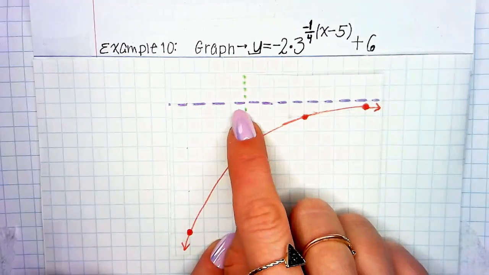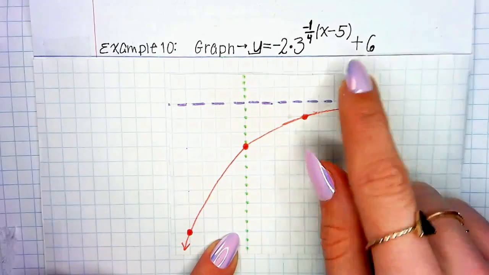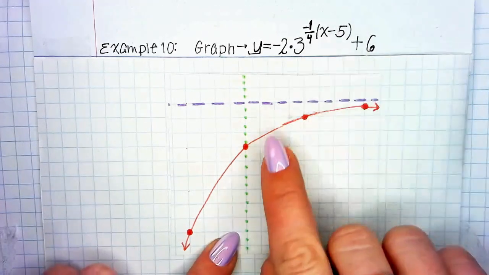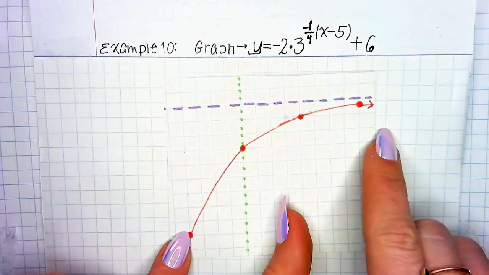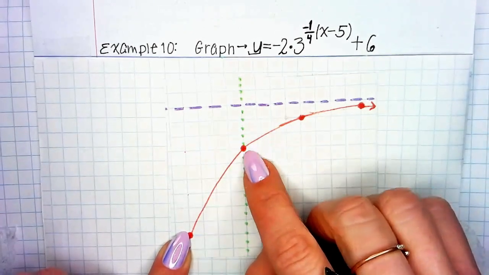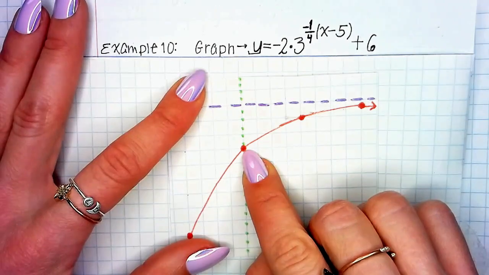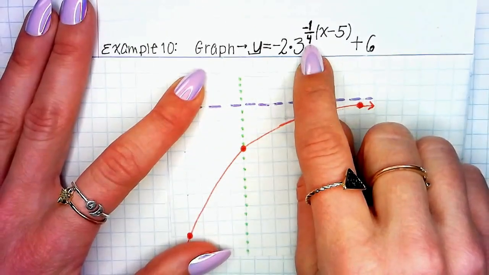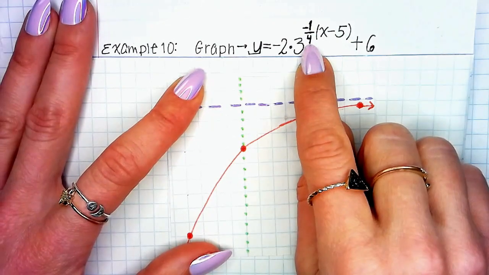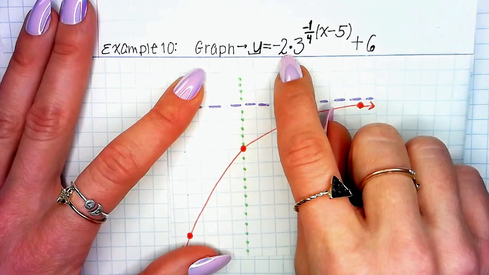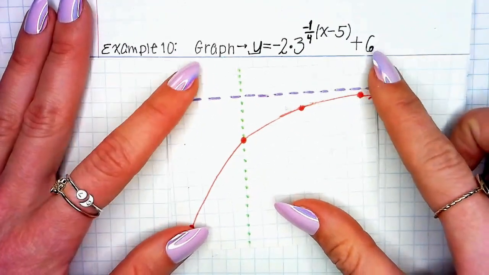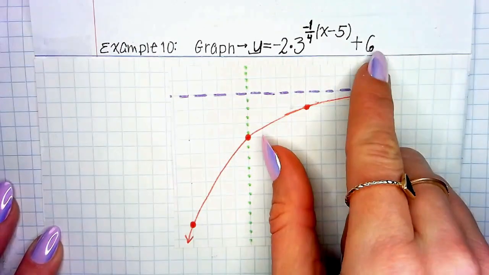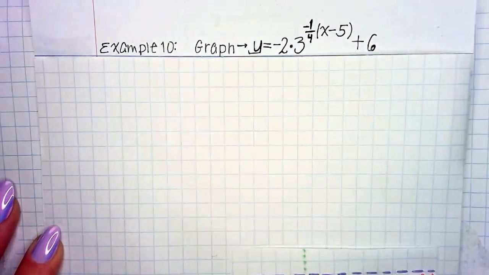This is the plus 6. Here is my x minus 5. And I already did my initial value of 3. And I already did my horizontal stretch of 4. I did not, however, do my vertical stretch. So I want you to try to draw this graph now. So press pause and give it a try.